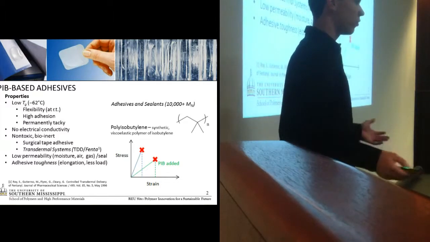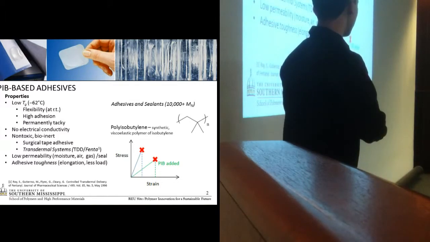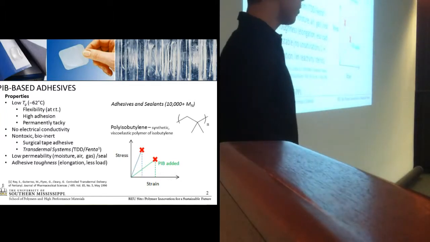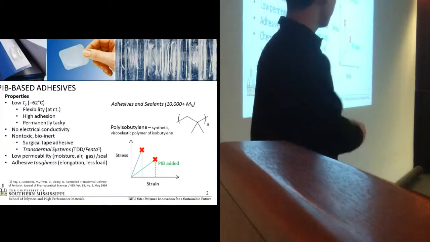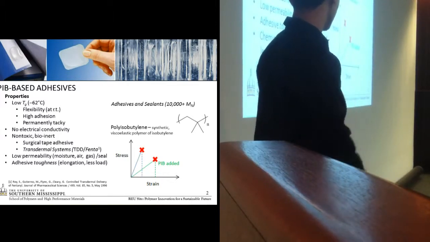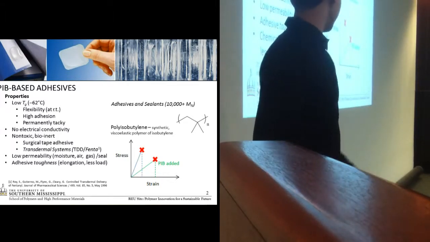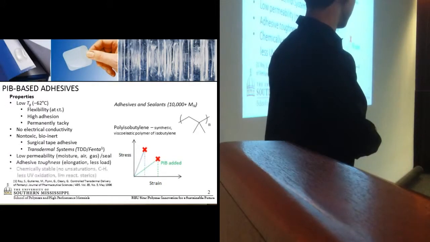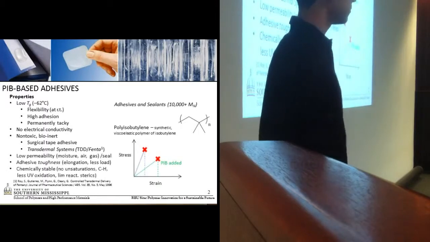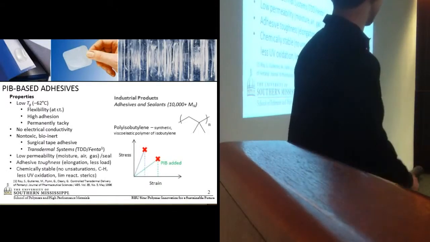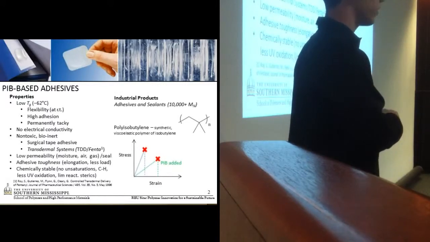So the material is able to elongate more, but it can handle less load. You see it's lower on the stress. PIB is also chemically stable. Why? Because it has no unsaturations in the backbone or methine hydrogens, which makes it also less susceptible to UV oxidation, and it also has limited reactivity due to the sterically hindering methyl groups. Some industrial products that use PIB adhesives are ExxonMobil's Vistanex and BASF's Openol.